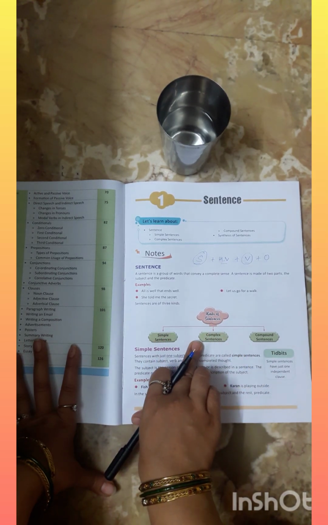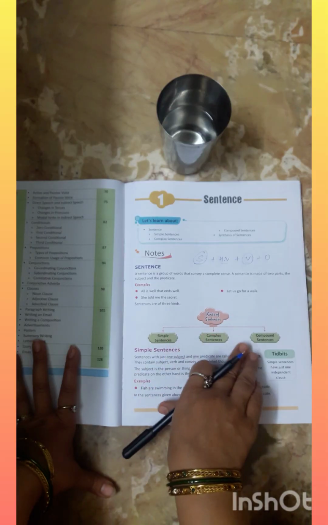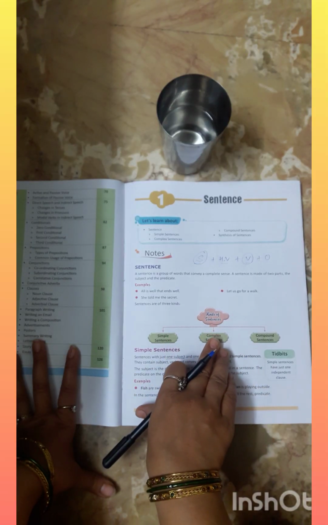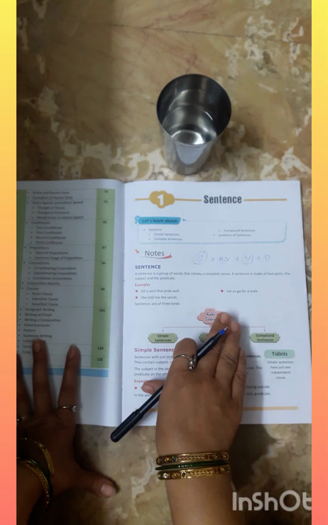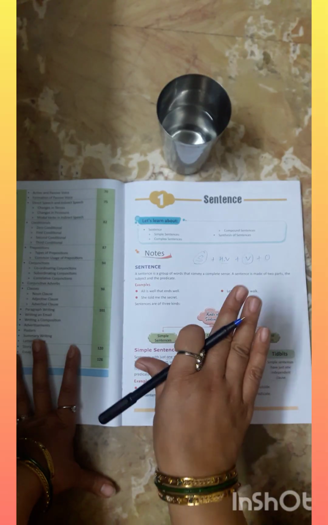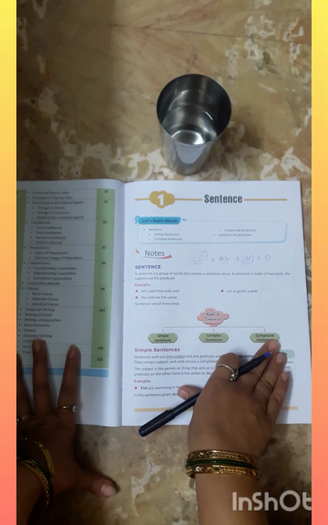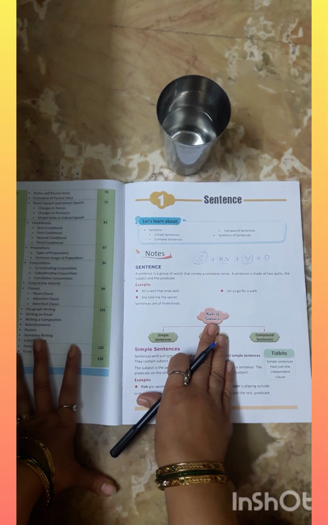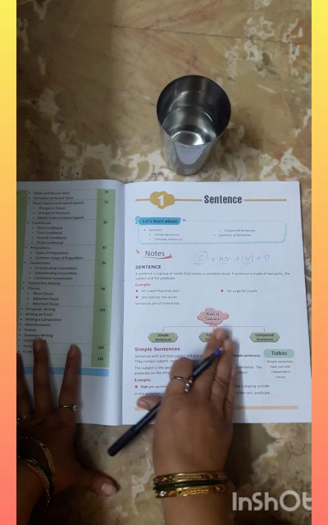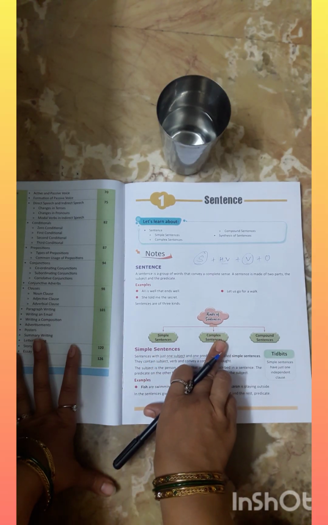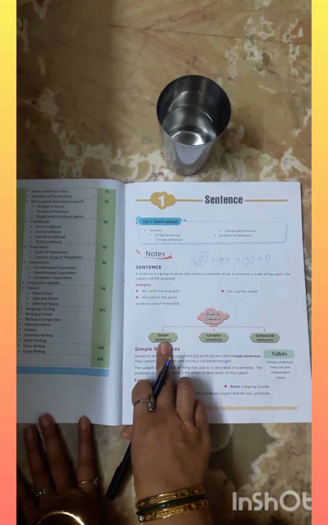A sentence can be divided into different categories on the basis of its mood, on the basis of subject, on the basis of structure also. In this lesson, we are going to study only the three categories on the basis of structure.